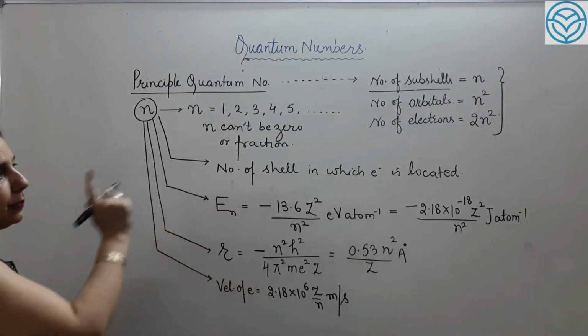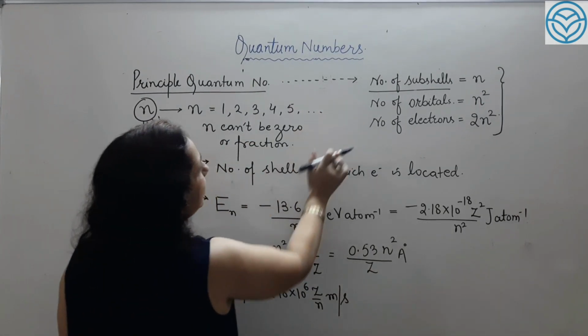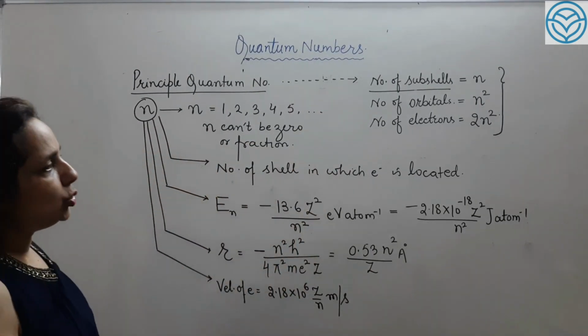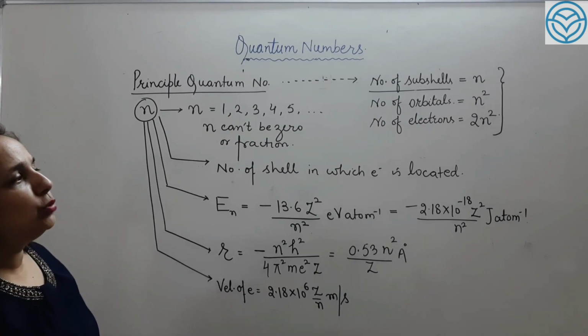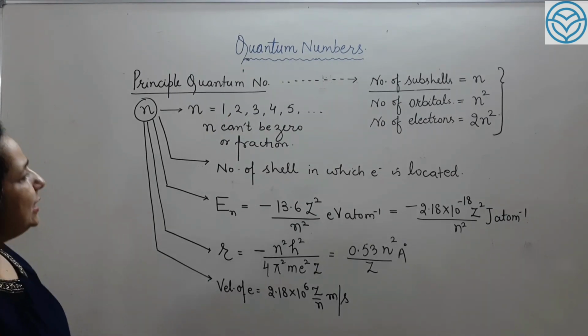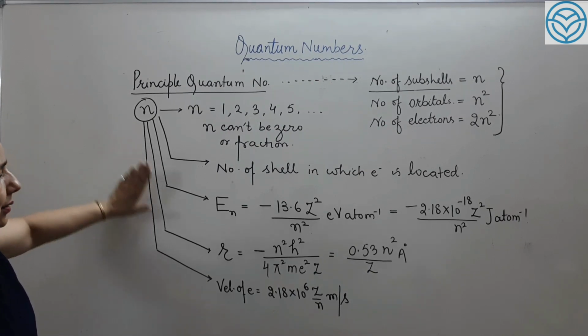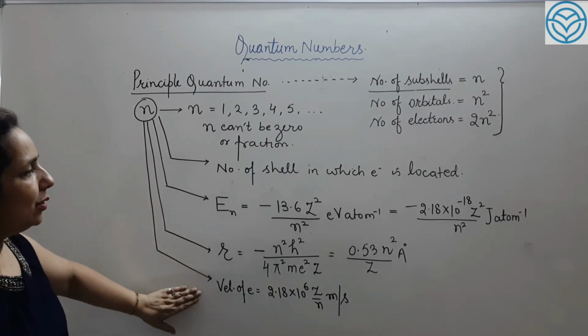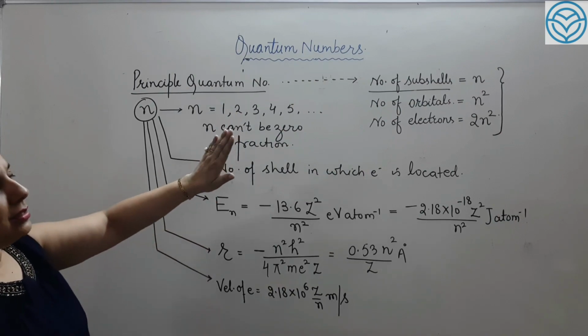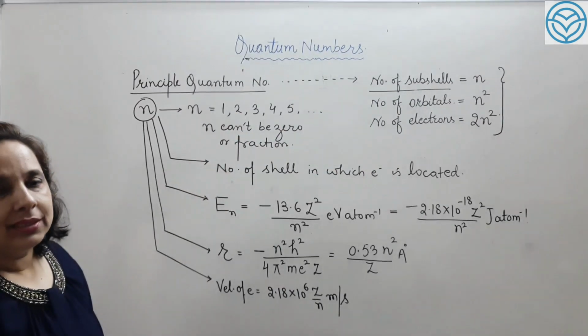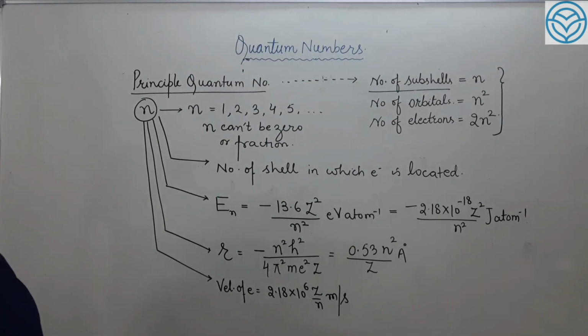It means the number of subshells is equal to n. The number of orbitals is going to be n square. The number of electrons is going to be 2n square. That is about the principal quantum number. The principal quantum number tells about shell, energy, size, velocity, electrons, subshells and orbitals. And each orbital can have only 2 electrons. That's why the number of electrons is 2n square.